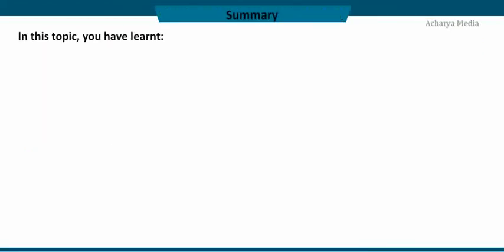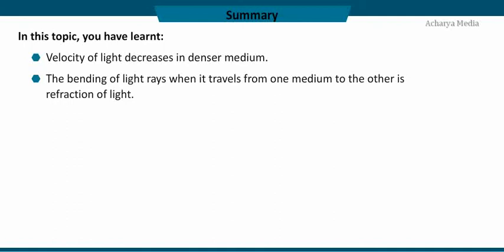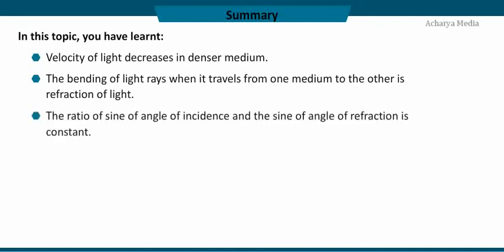In this topic, you have learned velocity of light decreases in a denser medium. The bending of light rays when it travels from one medium to the other is refraction of light. The ratio of sine of angle of incidence and the sine of angle of refraction is constant.